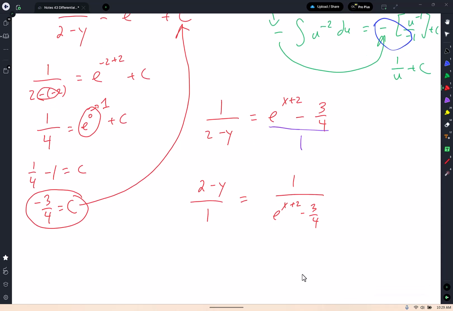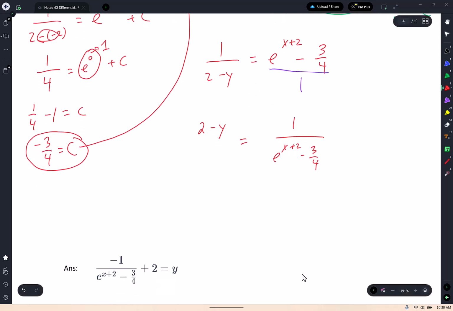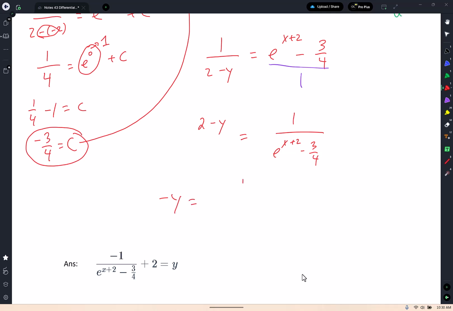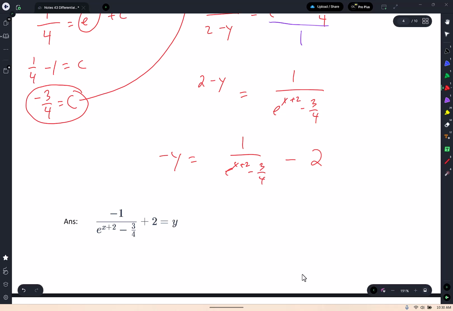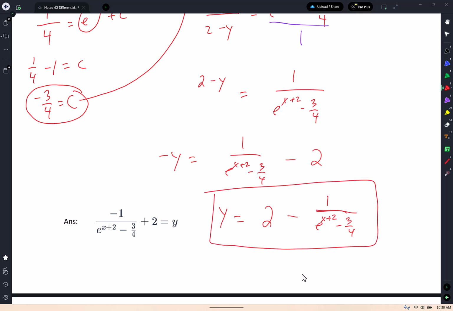So 2 minus y over 1, I can just delete that 1 there, right? Anything divided by 1 is itself. How do I move the 2? Subtract. Yeah, just subtract it. Negative y equals 1 over e to the x plus 2 minus 3/4, minus 2. Last move. How do I remove that negative in front of the y? Multiply both by negative. So look what they have. y equals, I'm going to turn that negative 2 into a positive, 2 minus that fraction, 1 over e to the x plus 2 minus 3/4. And there it is. I don't like it. I think it's nasty. But that's how they did it.